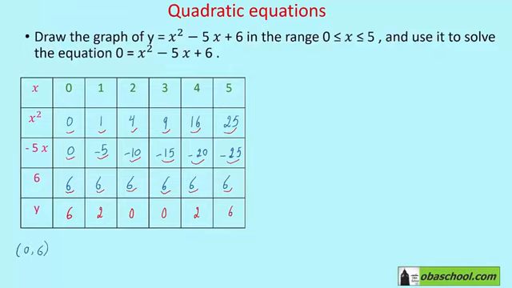So, after we have the values of x and y, let's plot out the points. The first point is 0 and 6, 1 and 2, 2 and 0, 3 and 0, 4 and 2, and finally 5 and 6. Now that we have found the 6 points, let's plot them in the next tutorial.